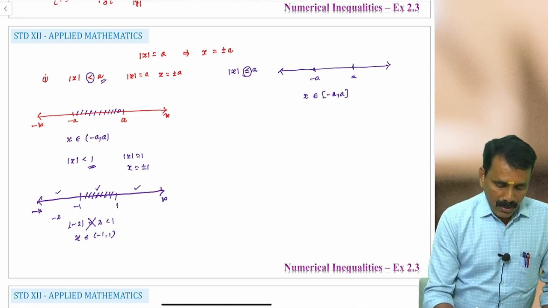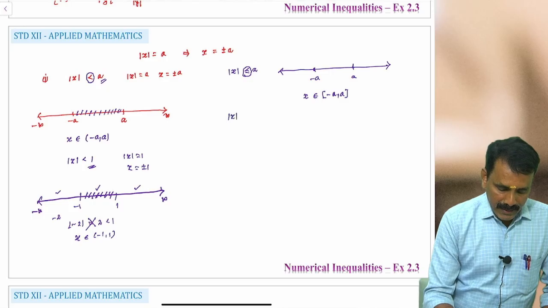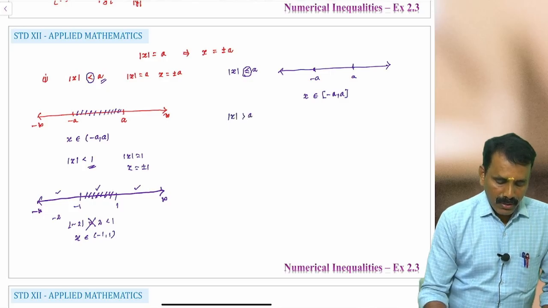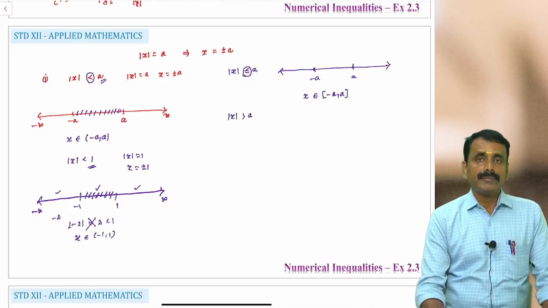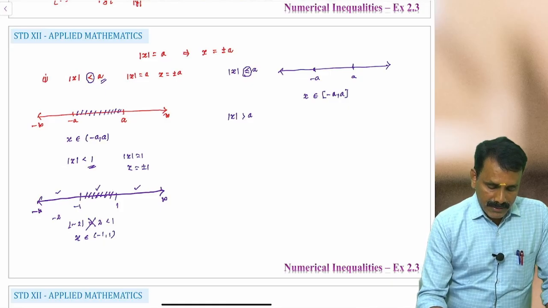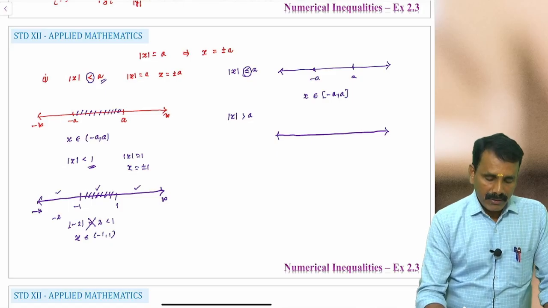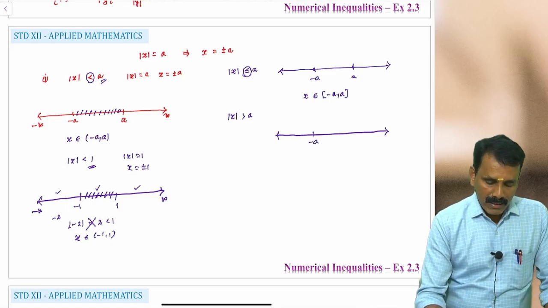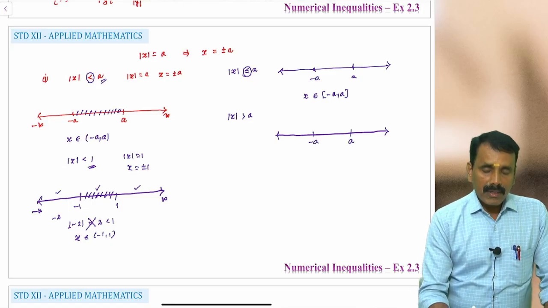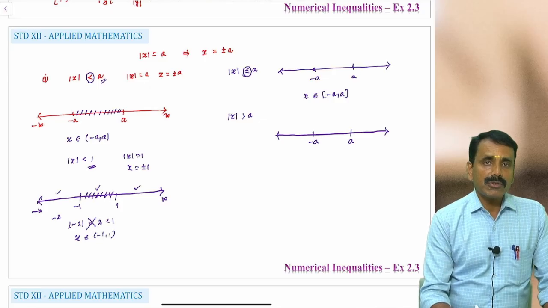What happens when mod x is greater than a? Modulus of x is greater than a. In that case, when you solve mod x is equal to a, we will get two values, one is minus a and the other is plus a. Now which are all the values of x which will be greater than a?